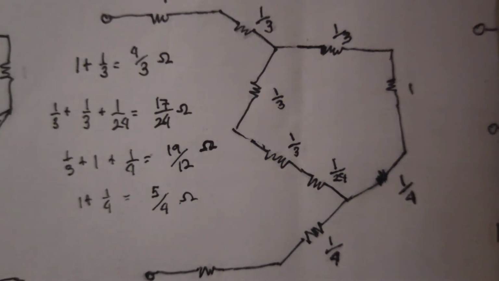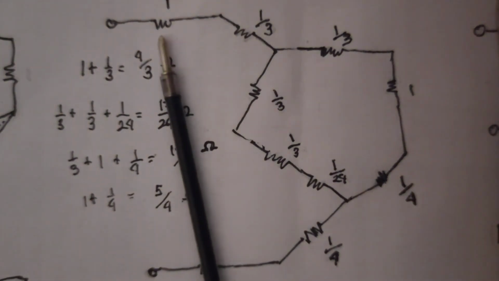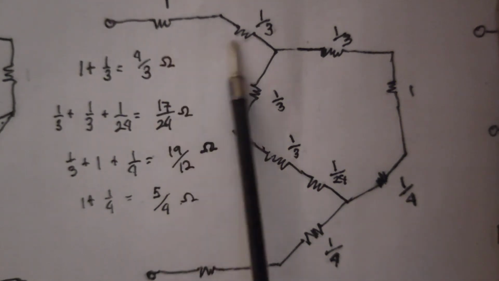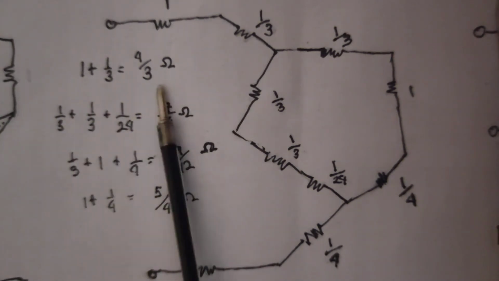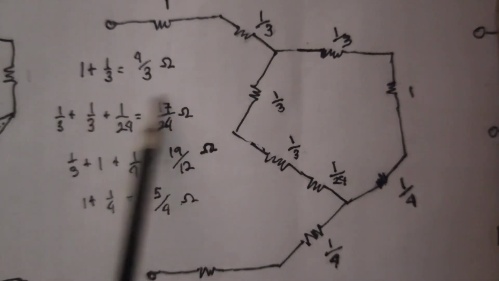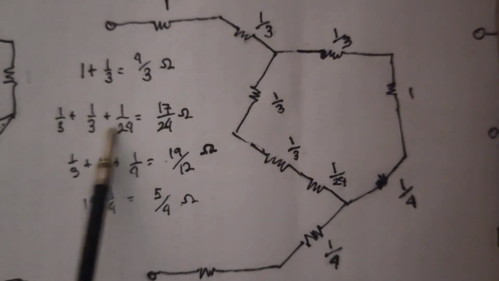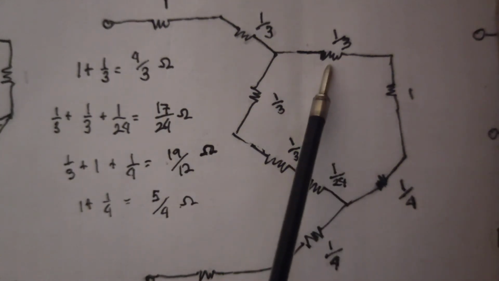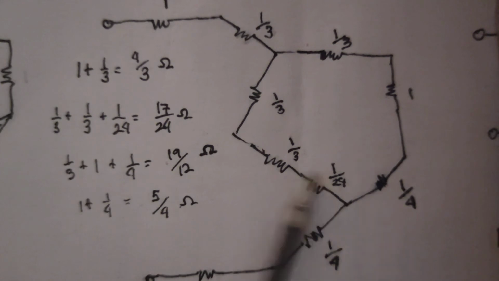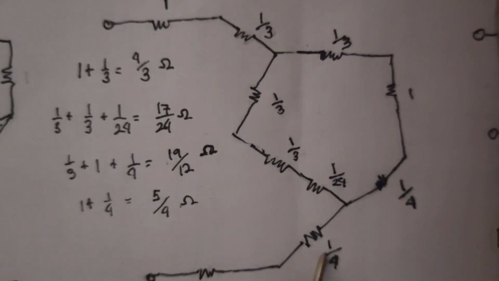So the next step would be to sum up the resistances that are in series. So here is the default value of resistance, which is 1. So I add it to this resistor here, 1 over 3. So I got 4 thirds ohm, or 4 over 3 ohms. For this one, 1 over 3 plus 1 over 3 plus 1 over 24, the total resistance for that series would be 17 over 24 ohms. Then here 1 over 3 plus 1 plus 1 over 4 would be 19 over 12 ohms. Then here 1 plus 1 over 4 would be 5 over 4 ohms.